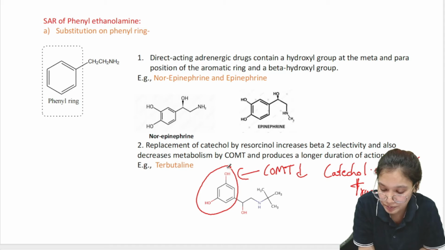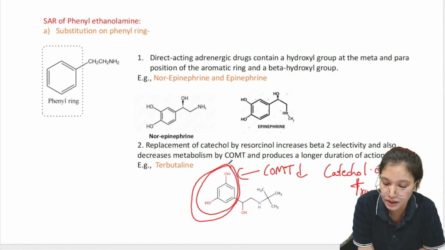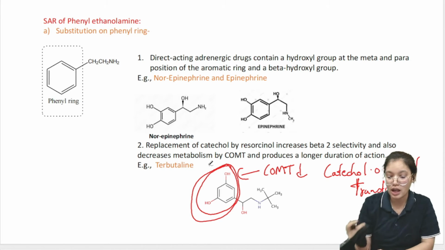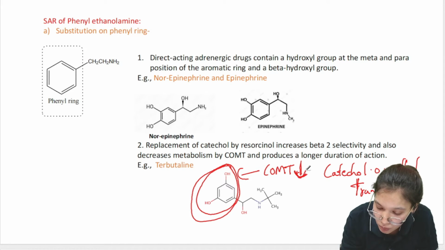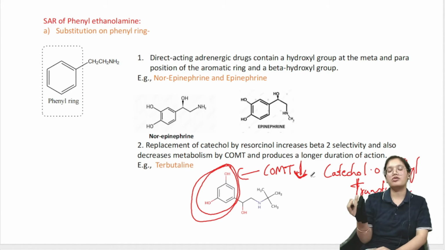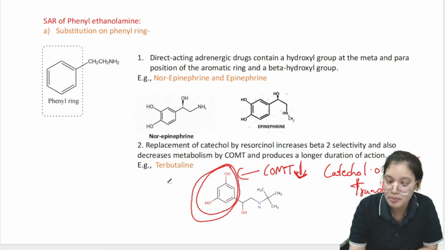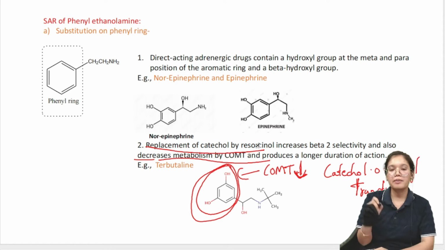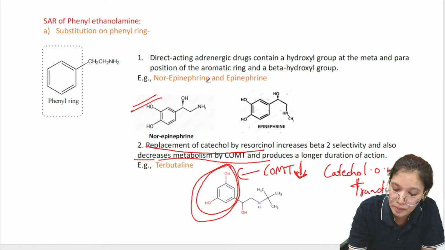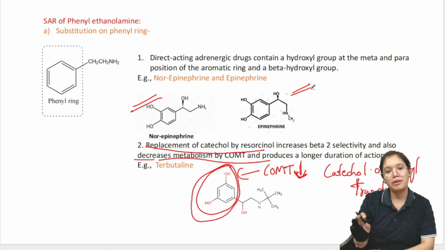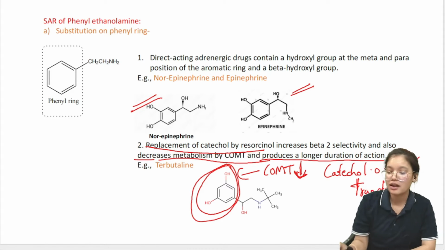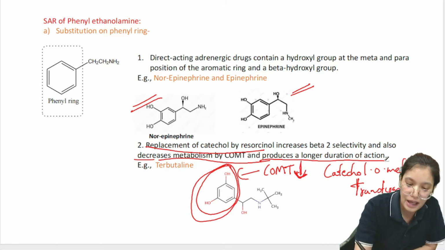As in terbutaline, we have substituted the catechol ring with resorcinol. So now it will not be metabolized by the enzyme COMT. So the metabolism by COMT decreases with the replacement of the catechol ring by resorcinol. But norepinephrine and ephedrine can be metabolized with the help of COMT. So this results in an increase in the duration of its action.